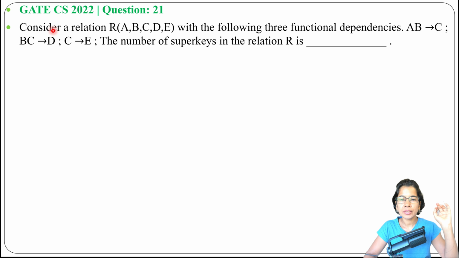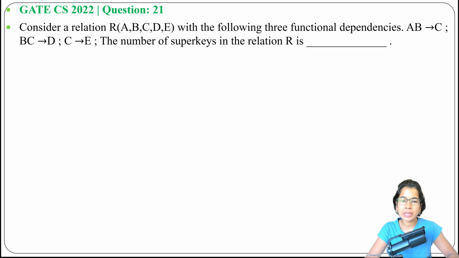Hey everyone, let's solve one previous question of DBMS. This question was asked in GATE CS 2022, question number 21. Consider a relation R(A, B, C, D, E) with the following three functional dependencies: AB implies C, BC implies D, C implies E. The number of superkeys in the relation R is dash.